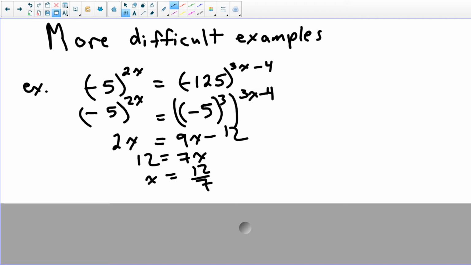Now, please be careful. A lot of people will mistakenly write 7 over 12. I don't know why. It just happens. Okay? So that should be the correct answer, I believe.